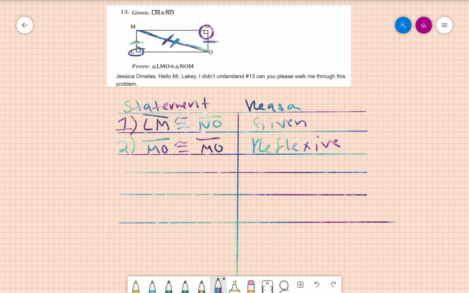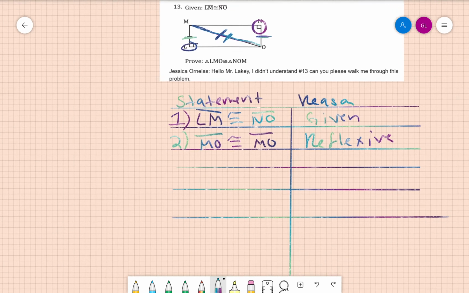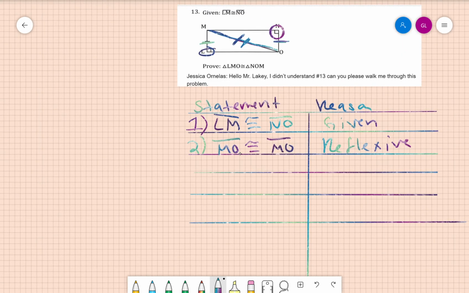Now let's look at this. If I were to separate this out, let's separate these two triangles out. Let's say here that I have M, L, and O. We've already said that that is a right triangle, a right angle there. We have that side being congruent to the other triangle, and then we have this side, or this hypotenuse here. And now let me draw the other triangle.